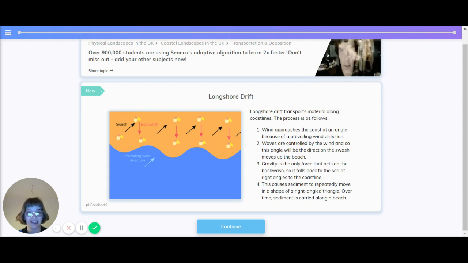Wind approaches the coast at an angle because of a prevailing wind direction. Waves are controlled by the wind, and so this angle will be the direction that the swash moves up the beach. Gravity is the only force that acts on the backwash, so it falls back to the sea at right angles to the coastline. This causes sediment to repeatedly move in the shape of a right-angled triangle in a zigzag. Over time, sediment is carried along the beach.